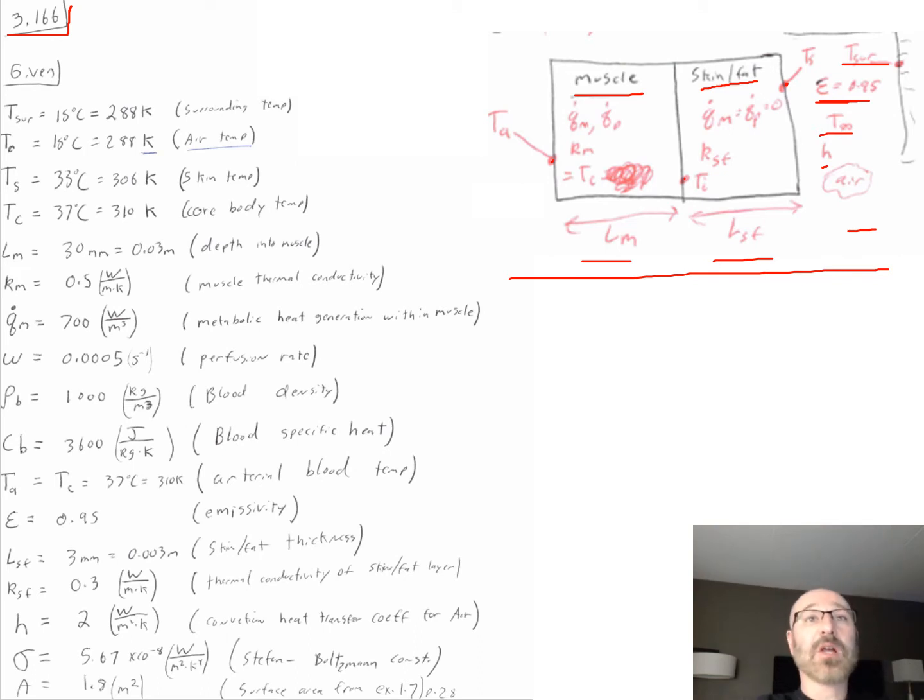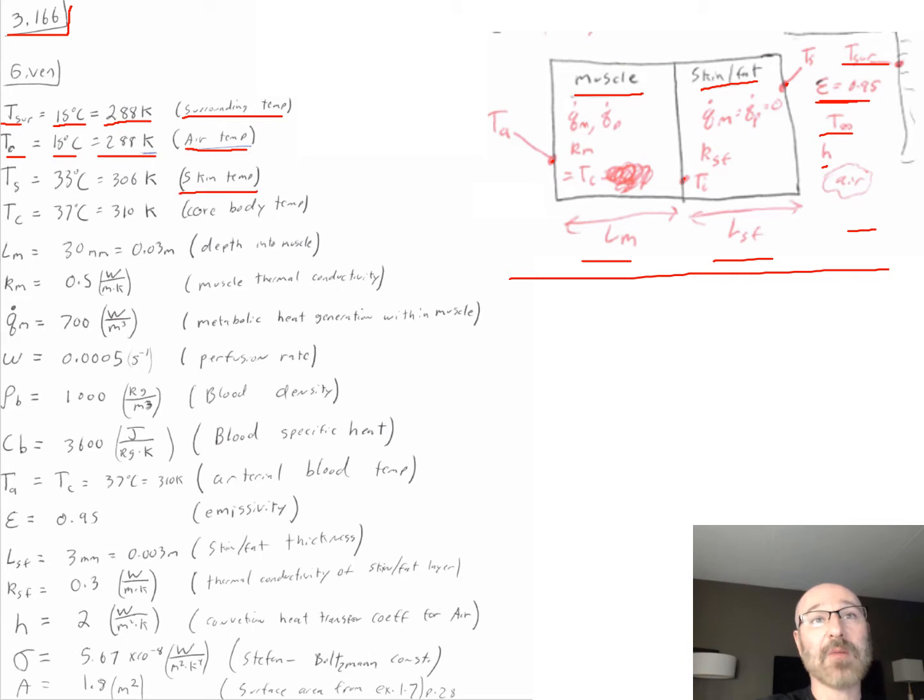The first thing we see here, let's write down our temperatures. Our T surround is equal to 15 degrees Celsius, and immediately I want to convert that to 288 Kelvin, so everything is in one unit we can reference back to. Then I have my air temperature, my T infinity, which is equal to 15 degrees Celsius, or 288 Kelvin.